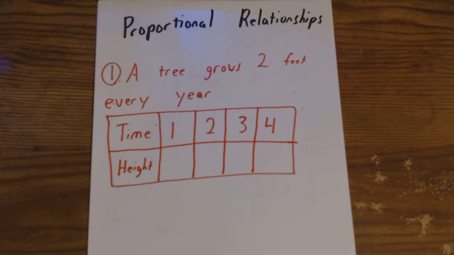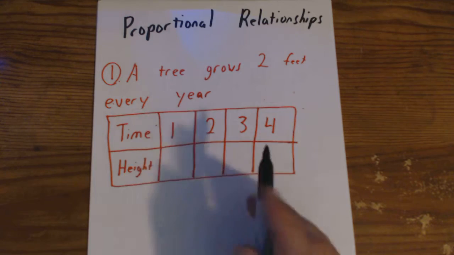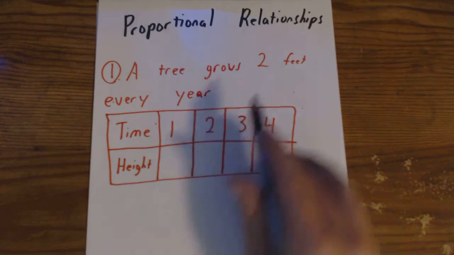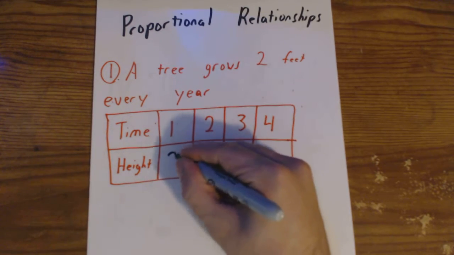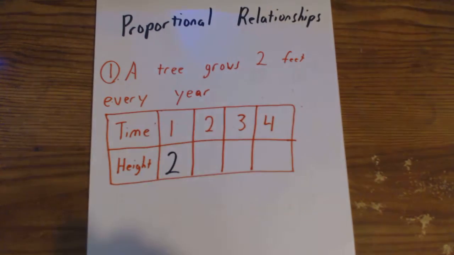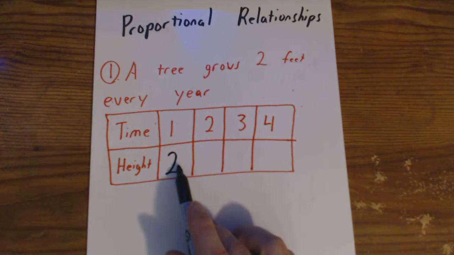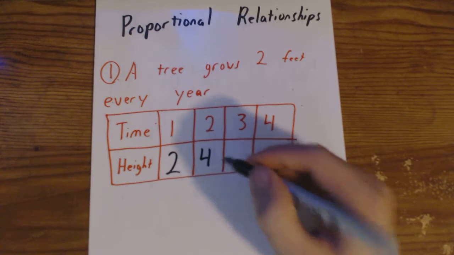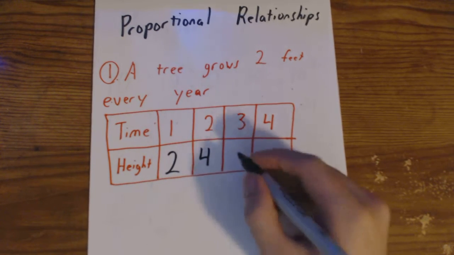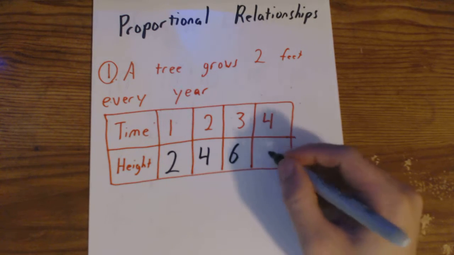A tree grows 2 feet every year. So we have time listed in years and the height of the tree. After 1 year, if a tree grows 2 feet every year, the height would be 2 feet tall. Okay? Again, every year it's growing 2 feet, so at 1 year we have 2. 1 year later, we'd add another 2 to that and have 4. Another year later, we'd add 2 to this, we'd have 6. And after 4 years, the tree would have grown 8 feet.